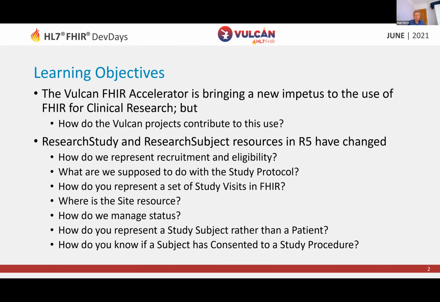So the sorts of questions that we've had people puzzling over on a regular basis are the ones in the list here. How do we represent recruitment and eligibility? How do you represent a set of study visits? What was the difference between a study subject and a patient? How do we know about consent? All these are things which in themselves, none of them are terribly difficult, but there are multiple different ways in which you might tackle them.